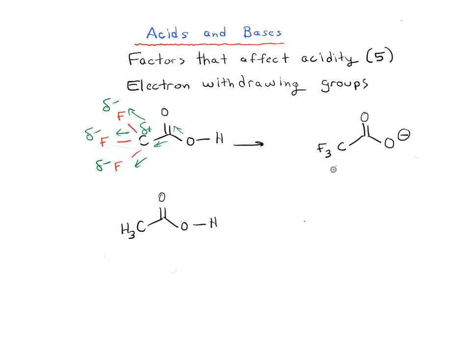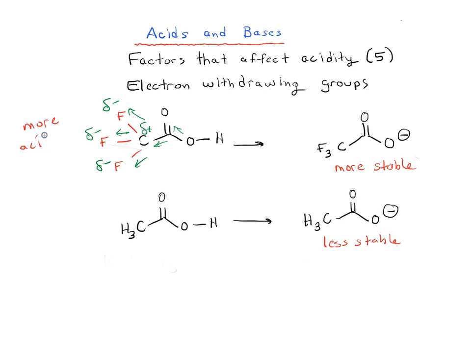So O minus, so CF3, this is going to be more stable, and then H3C O minus, this is going to be less stable, which means that this is more acidic and this is less acidic. And as it turns out, there's a factor of about 10 to the 5 difference in acidity between these two species, trifluoroacetic acid and acetic acid.